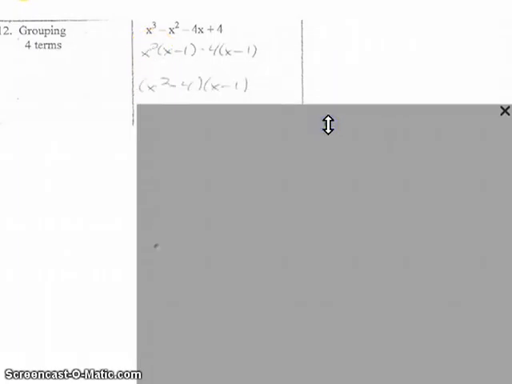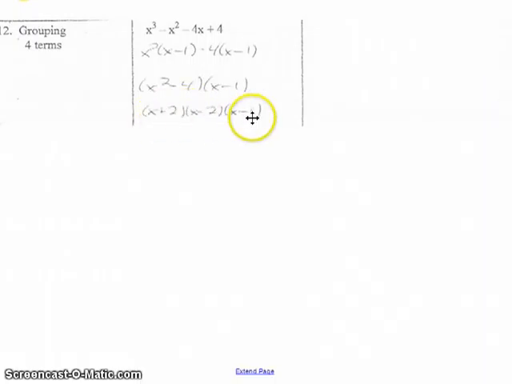Last example. Another set of 4 terms. Split them in half. Once you've got them written in standard form, don't be tricked if they're ever not written in standard form. On the left, I can factor out x squared. And on the right, I can factor out negative 4. And so now, putting those together, I'm going to have x squared minus 4 times x minus 1. Notice that this is a difference of two squares. So it's x minus 2, x plus 2, times x minus 1. That's factored.